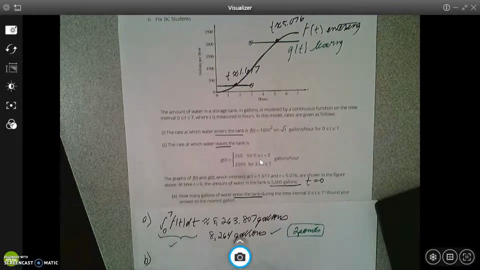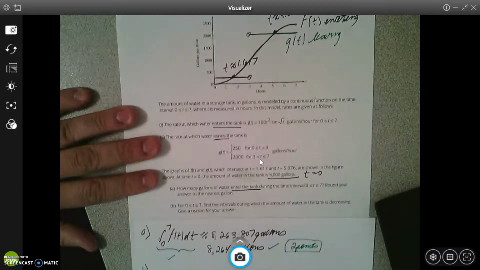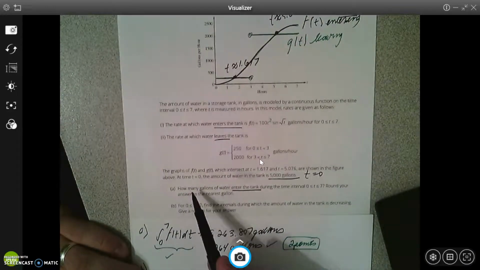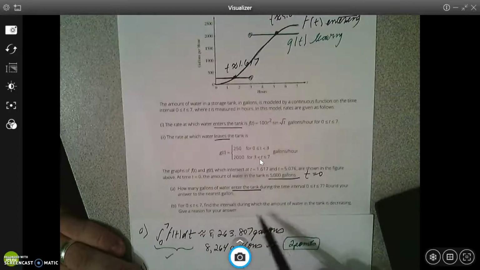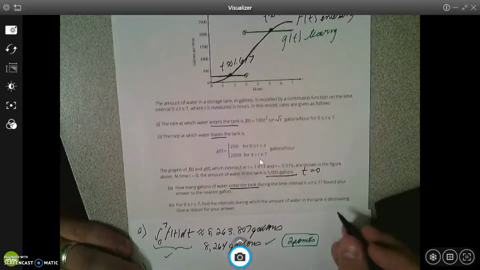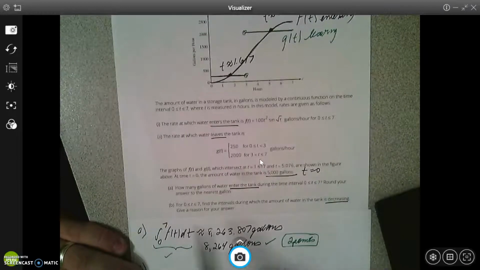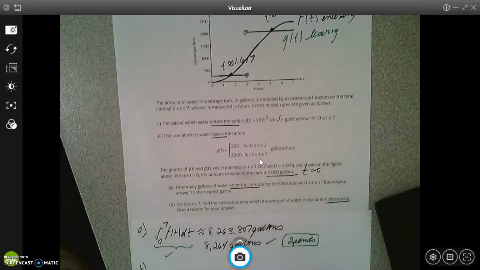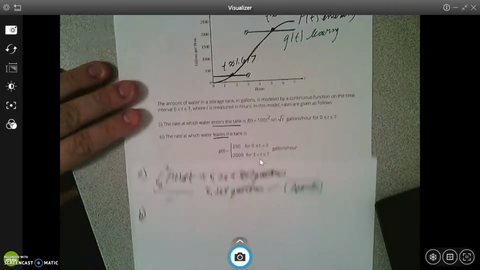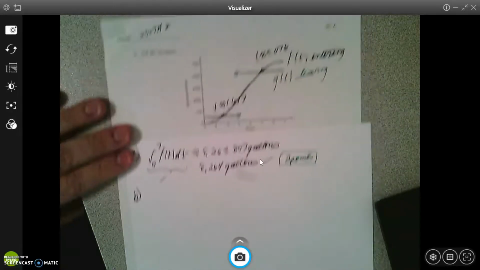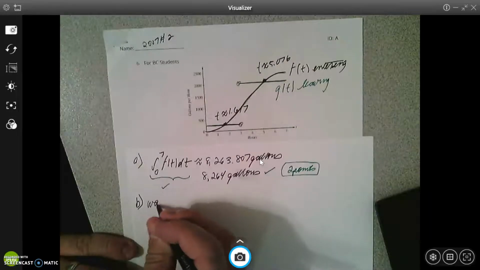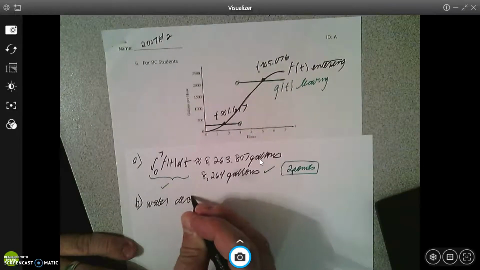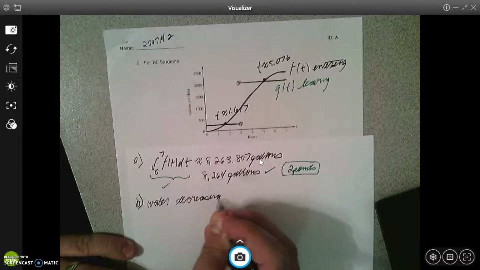Now let's look at part B. Part B: for the time interval 0 ≤ t ≤ 7, find the intervals during which the amount of water in the tank is decreasing. Give a reason for your answer. Okay, let me scoot this up. I really need to look at the graph. I need to know when is the water decreasing.